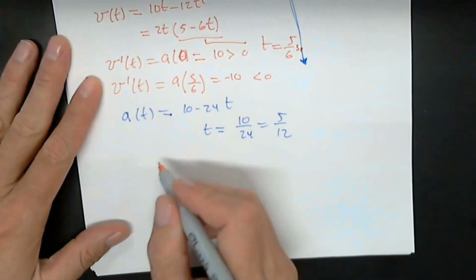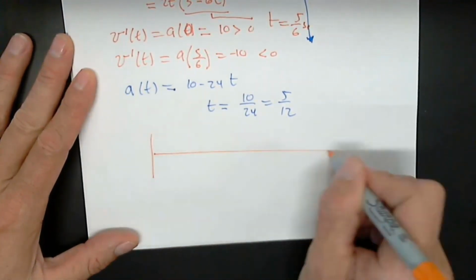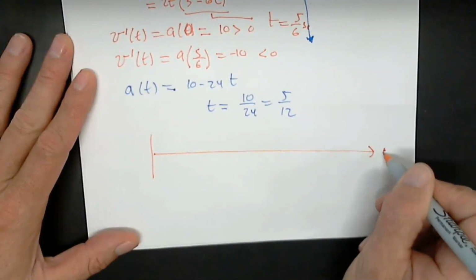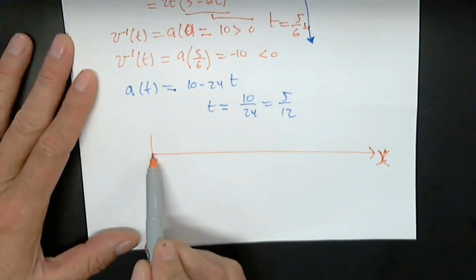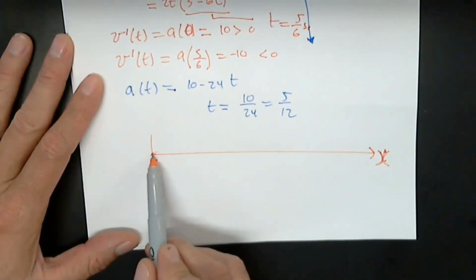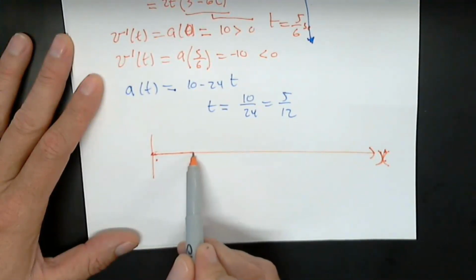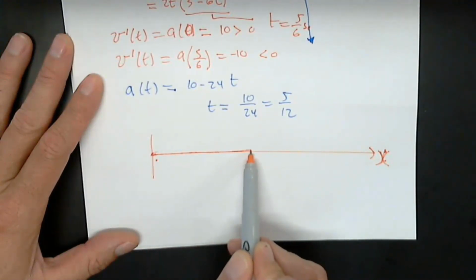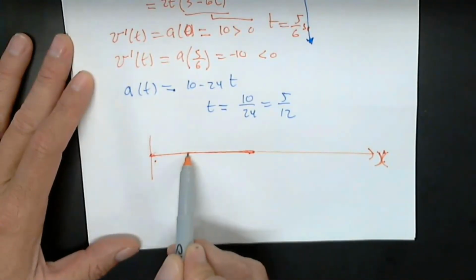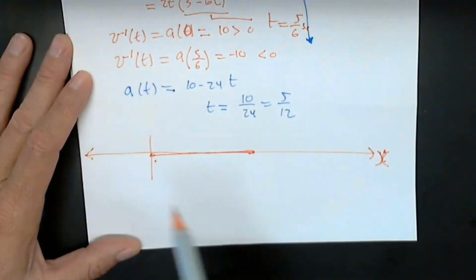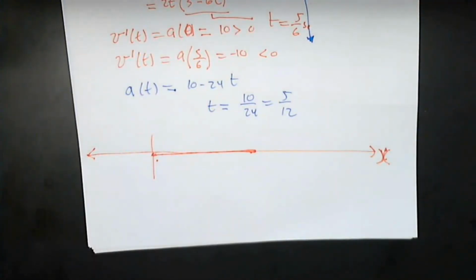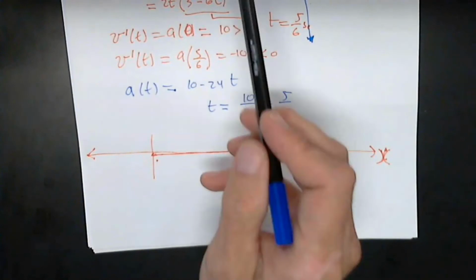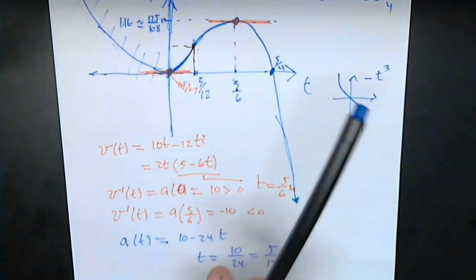So if you want to try to recreate this motion, this is position. So the object moves forward, and then the acceleration starts being negative and goes backwards all the way to infinity. And when the acceleration goes from positive to negative is at this inflection point.